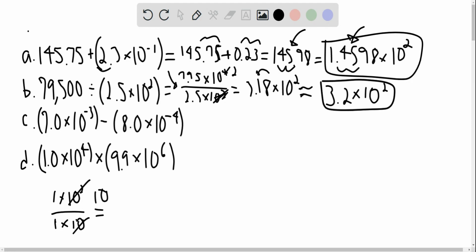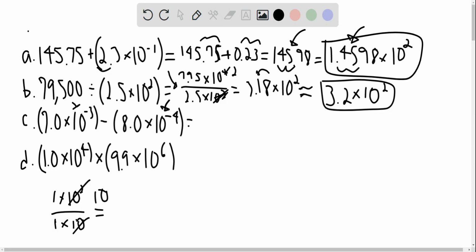Let's look at our next one. We have 7.0 times 10 to the negative third minus 8.0 times 10 to the negative fourth. Now here, what we want to do is convert these two numbers into the same unit of scientific notation. So what I mean by that is this first number is done with respect to 10 to the negative third. This one is done with respect to 10 to the negative fourth.